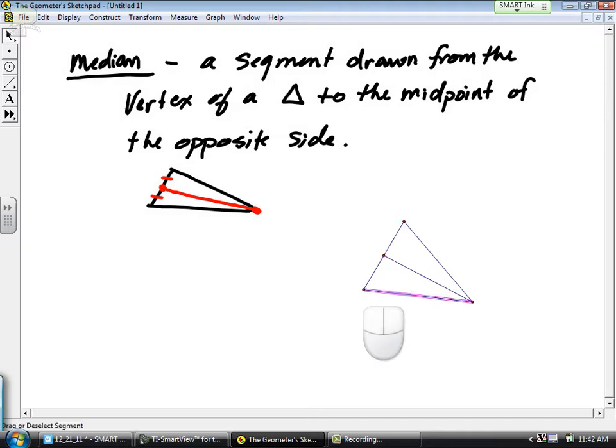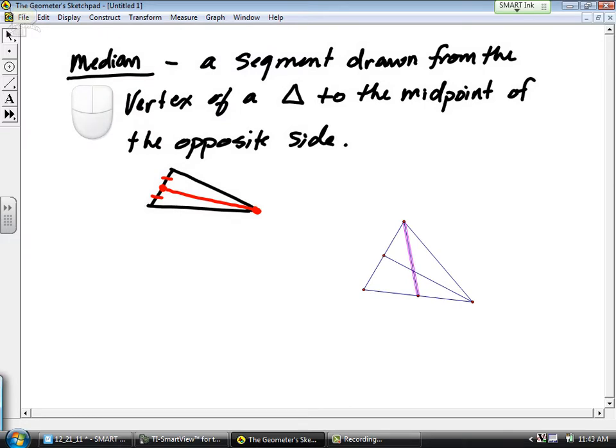So now if I draw a median to this side, yes, Angelica. Okay, go ahead. The corner by the side. So I would go from this vertex to that side, wouldn't I? Yes. So let's go ahead and construct a midpoint. And then let's go ahead and draw a segment if I can get those points selected.